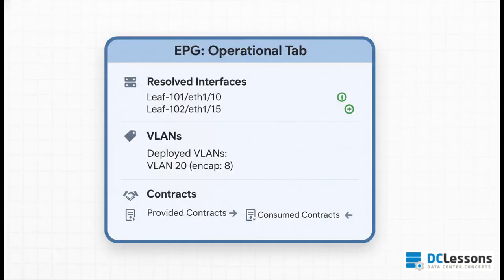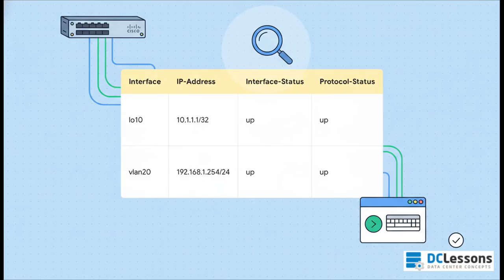Now, if you've checked all that and things still aren't working, let me tell you about your new best friend, the operational tab for that EPG. This tab is a goldmine. It doesn't show you what you think you configured, it shows you what the APIC has actually deployed to the hardware. You can see the real interfaces, the real VLANs, and which contracts are actively being used. It's the ground truth. And for the ultimate source of truth, you can log right into the leaf switch CLI.